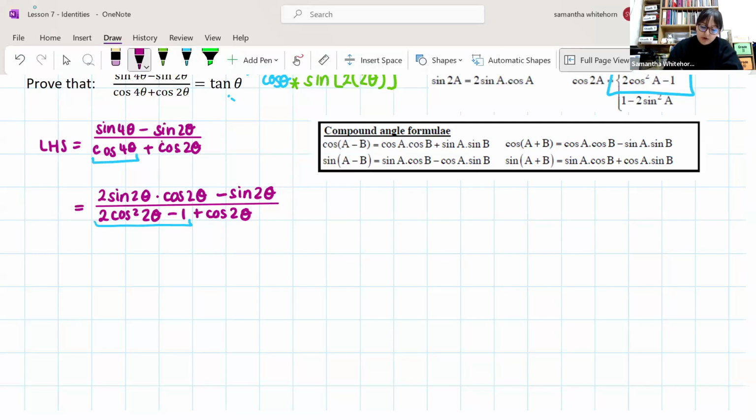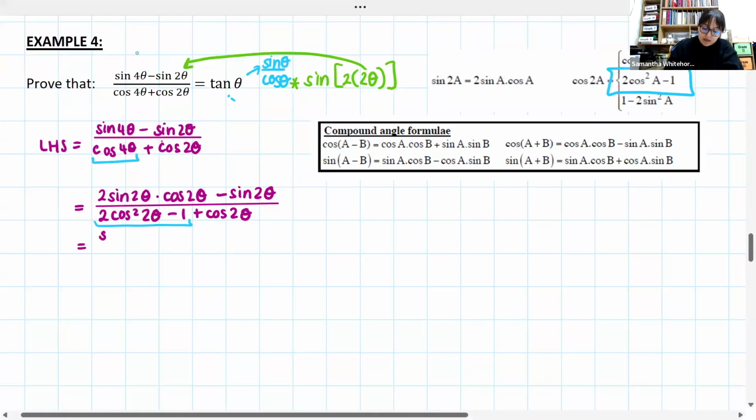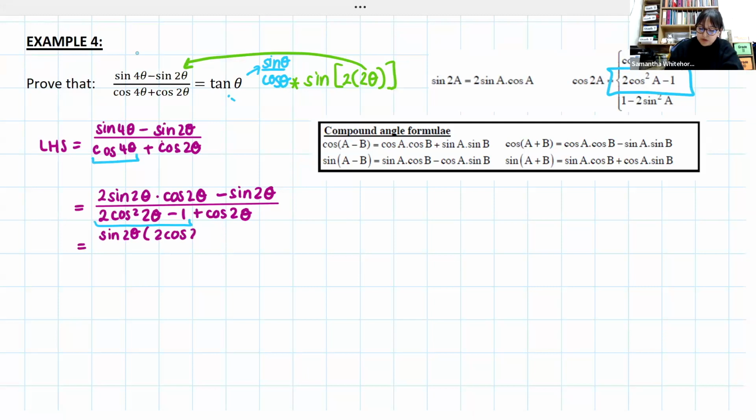Okay, so like I said, in my numerator, I can factorize. I can take sine 2 theta out as a common factor, leaving me with 2 cos 2 theta minus 1. Great. In my denominator, I have a trinomial. 2 cos squared 2 theta plus cos 2 theta minus 1. That is a trinomial, because we've got 2x squared plus x minus 1. That's a trinomial we can factorize. I feel like I'm saying trinomial so many times.